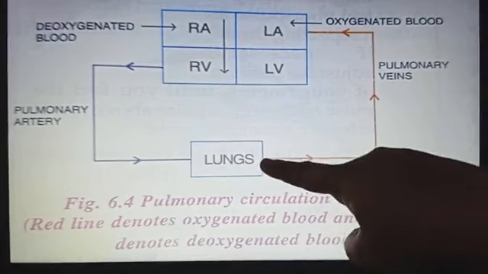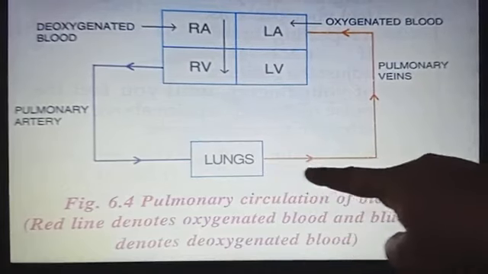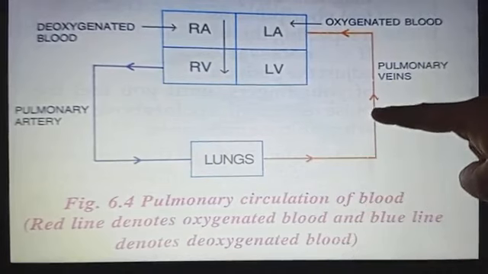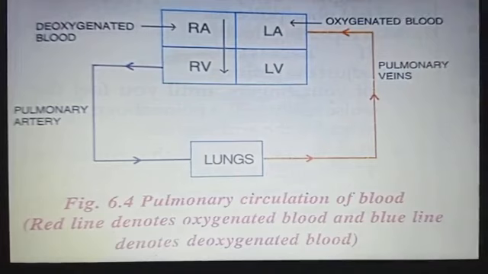So as you can see here, this arrow with red color shows the oxygenated blood is carried through the pulmonary veins to the left auricle. So this is the first circuit. I suppose it's very clear to each one of you which blood is brought to the heart and how the blood is getting oxygenated. Let me tell you once more.